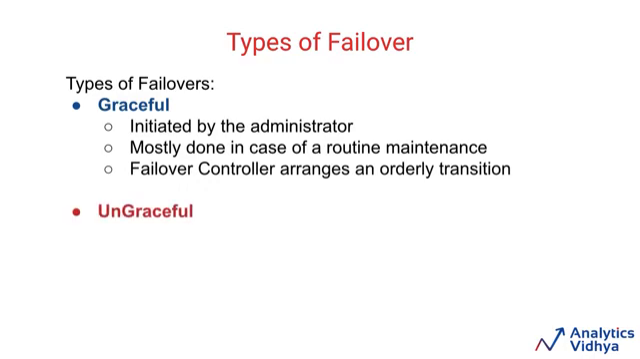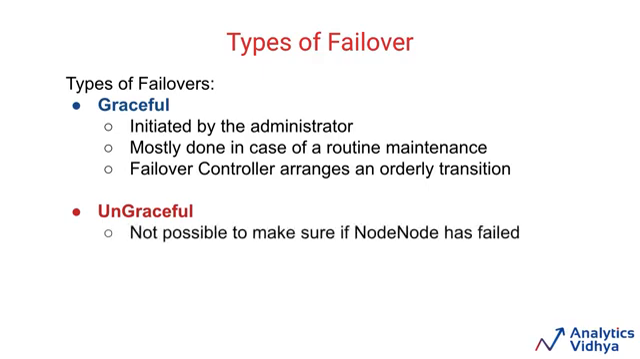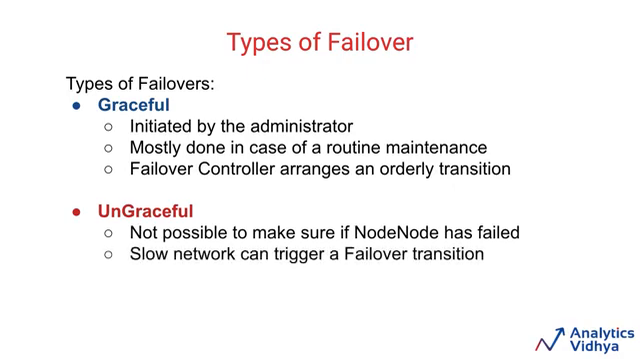The other type of failover is the ungraceful failover. In this type of failover, it's impossible to make sure if the active name node has failed. For example, in case of a slow network, the failover can be initiated even though the previous name node is active and thinks itself to be the active name node and keeps servicing stale requests.